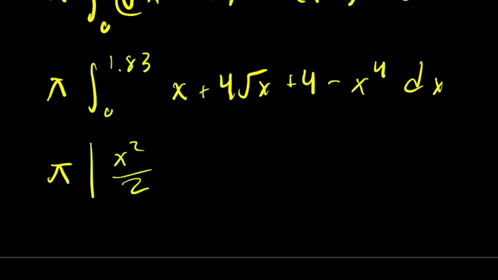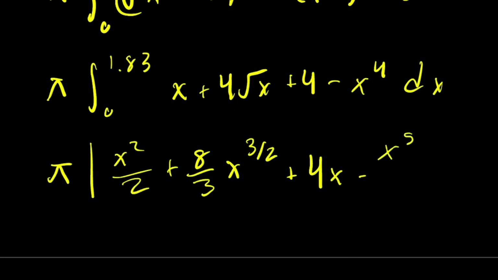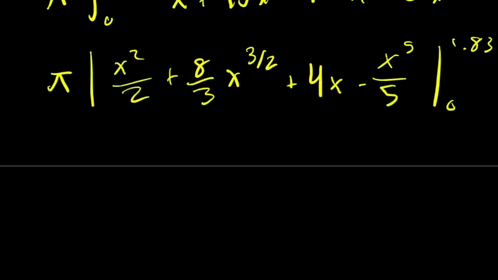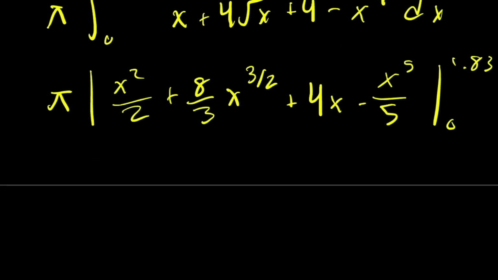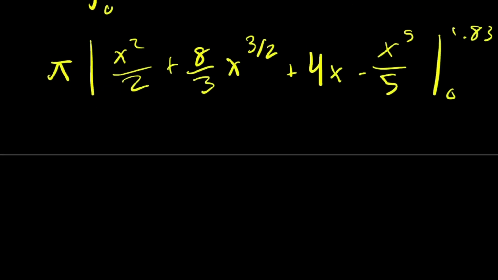x squared over 2 plus 4x to the 1/2, which we'll rewrite as 8/3 x to the 3/2, plus 4x minus x to the 5th over 5 from 0 to 1.83. All right, so I'm just going to plug this into my calculator. Don't trust this answer completely, but what my calculator spat out was approximately 35.498. So somewhere around 36.